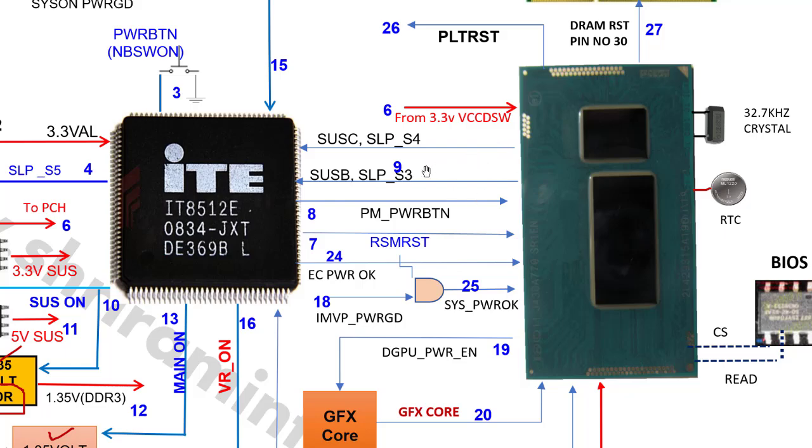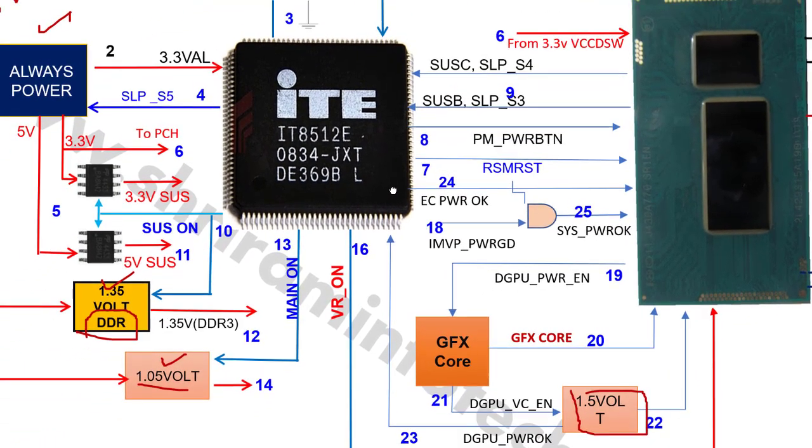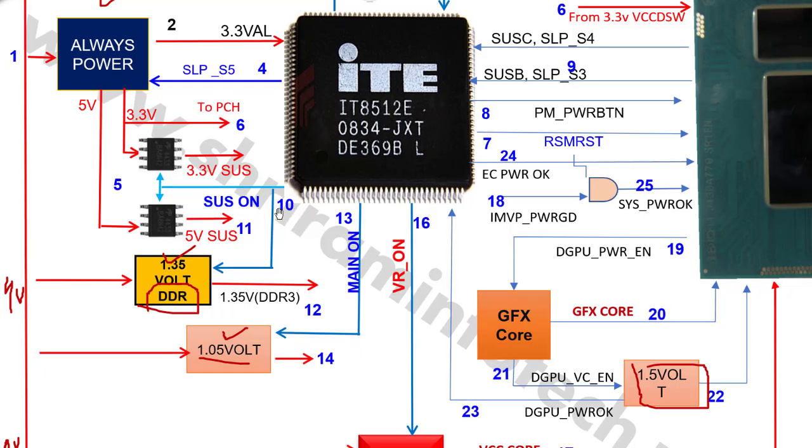Okay, step number 9. Then once SIO receives this signal SLP_S3 and SLP_S4, SIO generates the signal at step number 10. This is called SYS ON. This SYS ON turns on the DDR supply, whether it is DDR3L, then 1.35 volts. If it's DDR4, then 1.2, 0.6 and 2.5. These are the three voltages generated on this SYS ON signal for the DDR4.